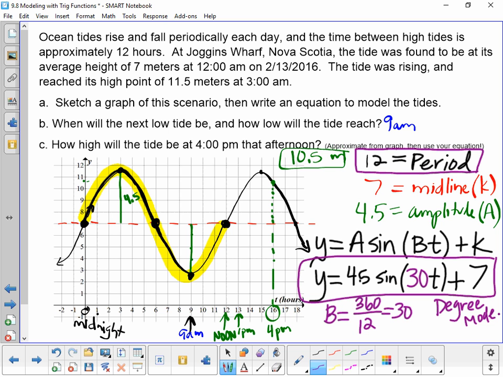So let's go ahead and calculate that, and we'll actually put that time of 16 into the calculator. So in the calculator, if we evaluate it, it's 4.5 times the sine of 30 times 16 plus 7. If you type that into your calculator, we should get a number between 10 and 11 for that height of the water. And I get 10.89. So our approximation from the graph was pretty close to what we got from the equation that we wrote. Okay, one more of these.